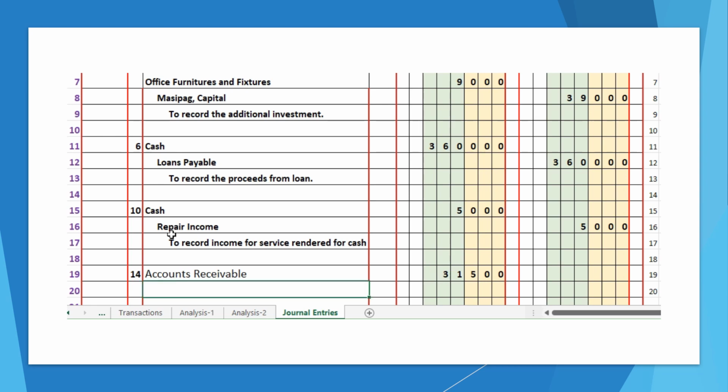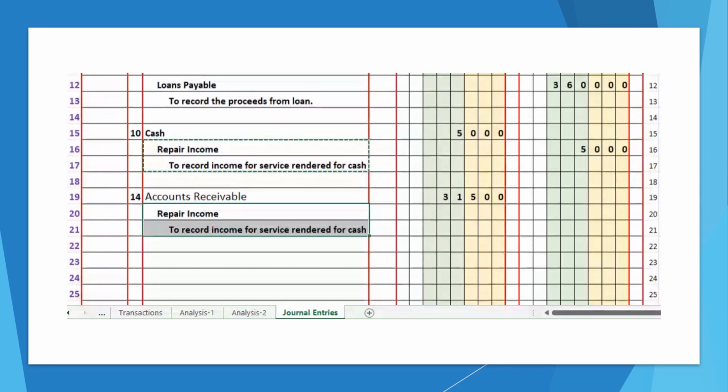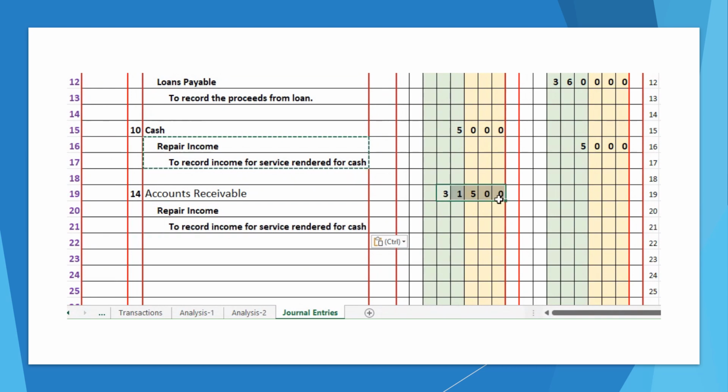And then, this will be repair income also. So, we can copy this. Okay? And then, copy this. 31,500. And then, we can edit this to accounts instead of cash. Accounts, because receivable. Okay.